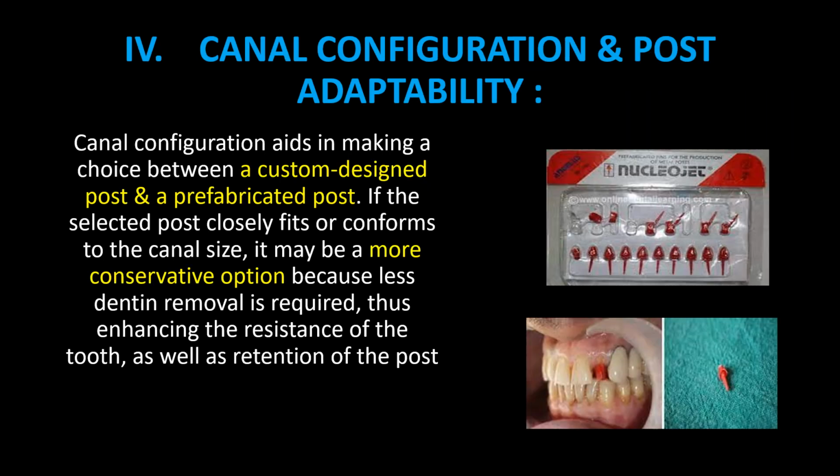Canal configuration and post adaptability. Canal configuration aids in making a choice between a custom-designed post and a prefabricated post. If the selected post closely fits or conforms to the canal size, it may be a more conservative option because less dentin removal is required, thus enhancing the resistance of the tooth, as well as retention of the post.